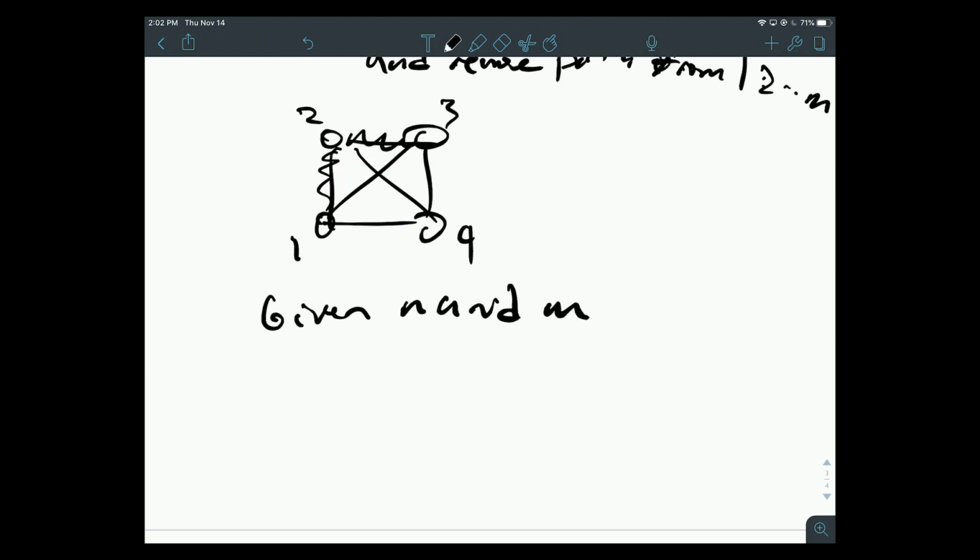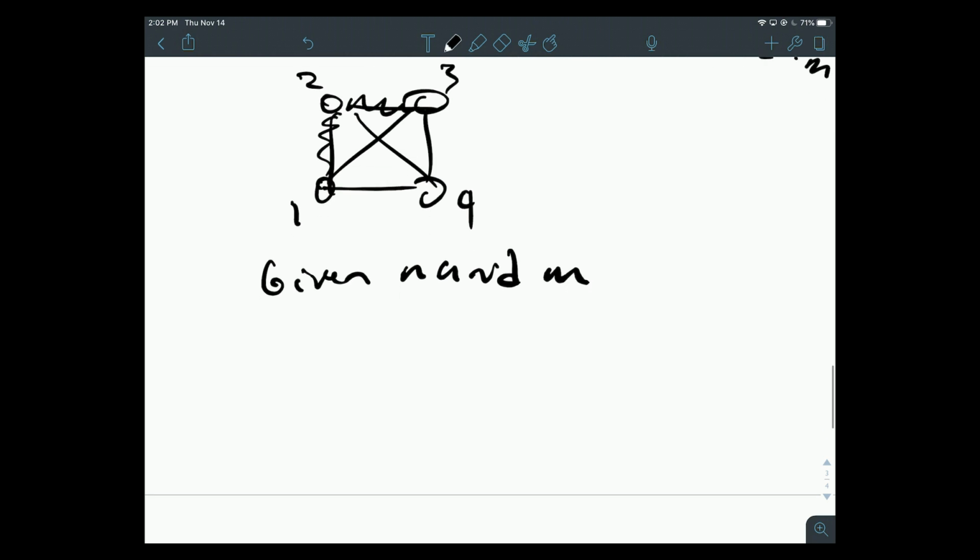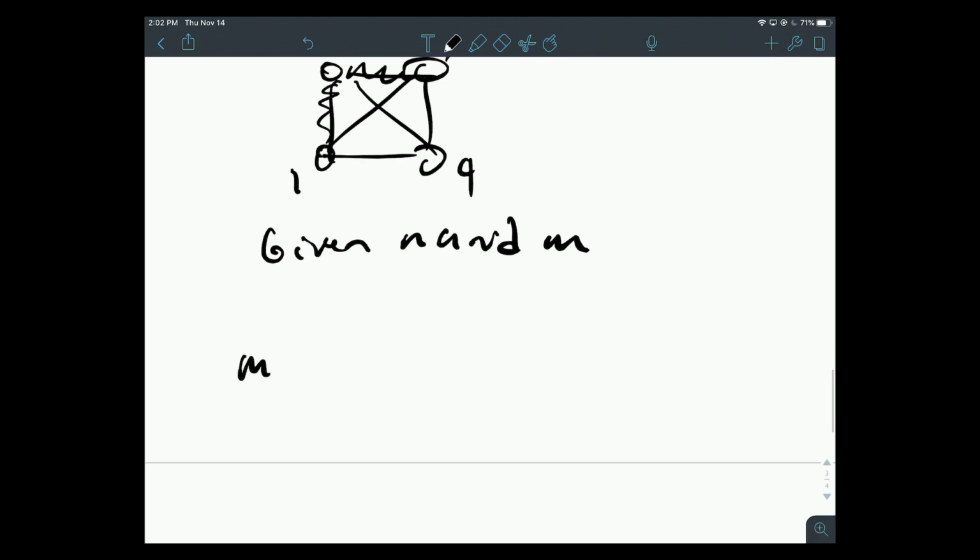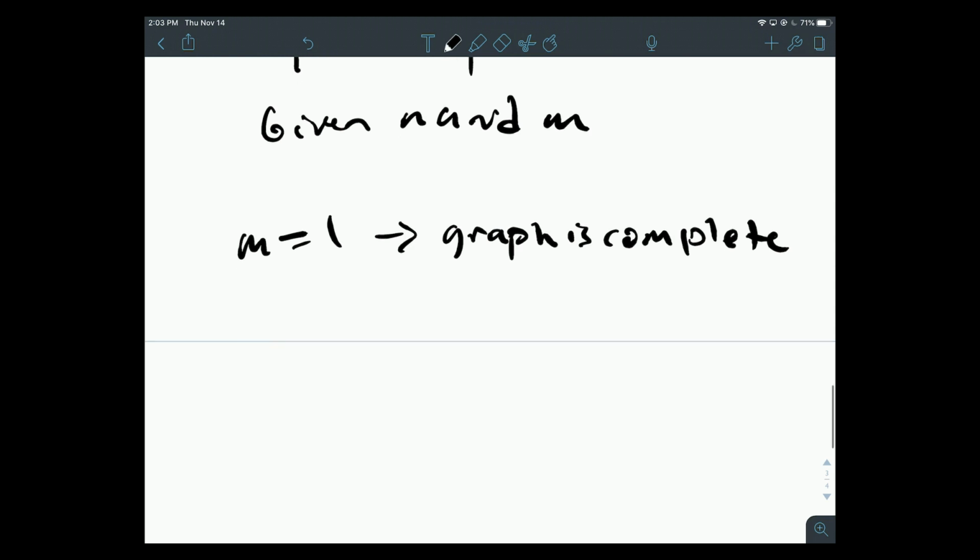Yeah, I guess we can start, or where should we start? With maybe what happens for m equal to 1, that is, what if the graph is complete? Okay, so m equals 1 means the graph is complete. And then there is a well-known formula called Cayley's formula.